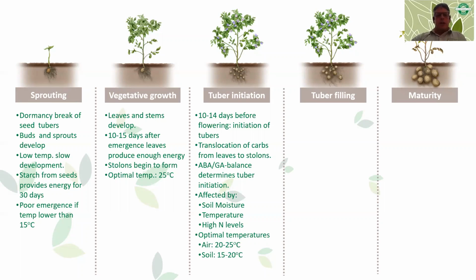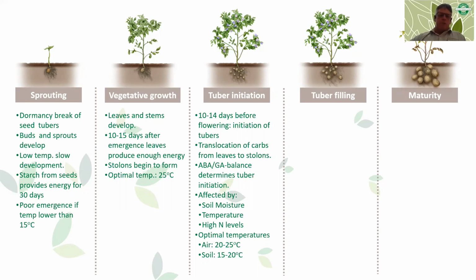Your tuber initiation will start, and you can count backwards from flowering of the plant. It's the only visible sign that you'll see above ground. From flowering, you count back 10 to 14 days, and that's when the initiation will start on the ends of the stolon. What's happening then is the translocation of your carbohydrates from your leaves. So your leaves are producing energy in the form of carbohydrates, and these then have to translocate down to the stolon to start forming the tubers.